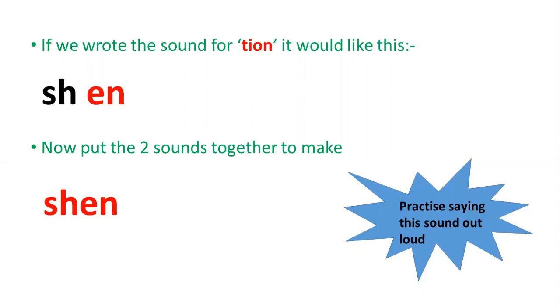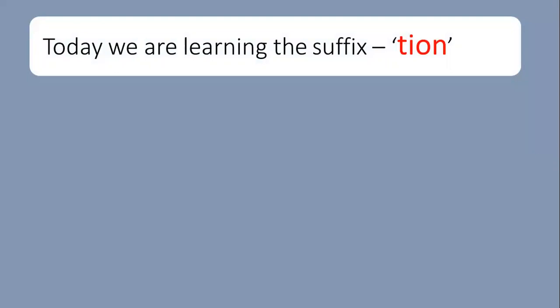Shen. So what's the sound of the letters tion? Shen. An extremely different sound. Practice saying this sound out loud. Shen. So what's the sound of these letters? Shen. Now practice. Okay? Let's see. Today we will learn the suffix shen. So what is the sound of this suffix?